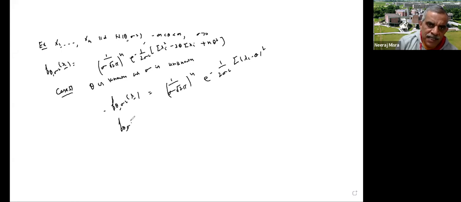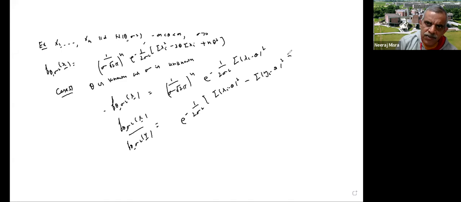I look at f theta sigma square x upon f theta sigma square y. This gets cancelled, and you are left with e to the power minus 1 by 2 sigma square times summation xi minus theta whole square minus summation yi minus theta whole square. I have to show that this is independent of sigma. And what is the known parameter over here? Only theta is known.